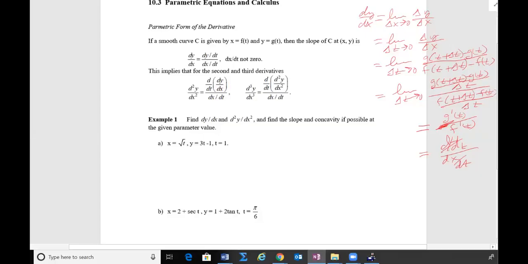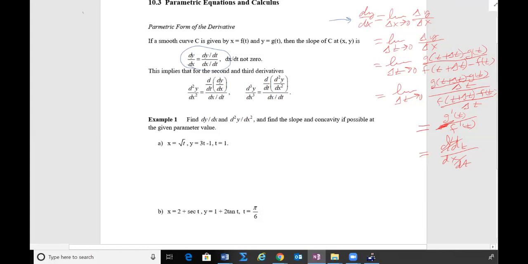Okay, we're going to do a little parametric equations with the calculus here. So first thing is I gave a little derivation over here of why we have our formula here. It comes from this basically.